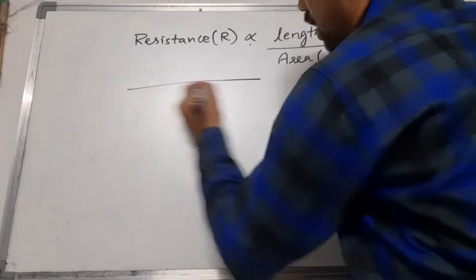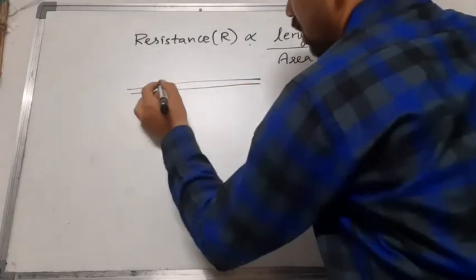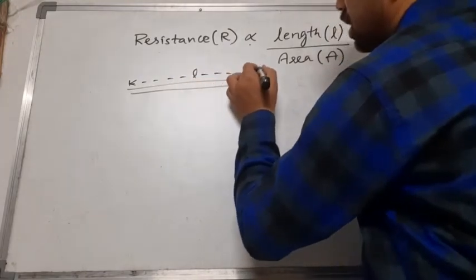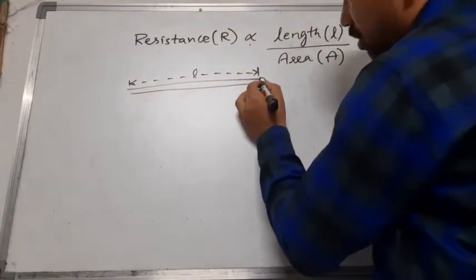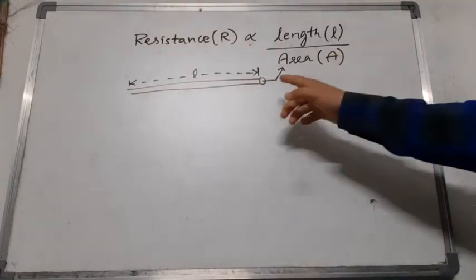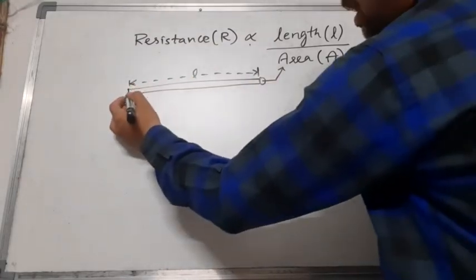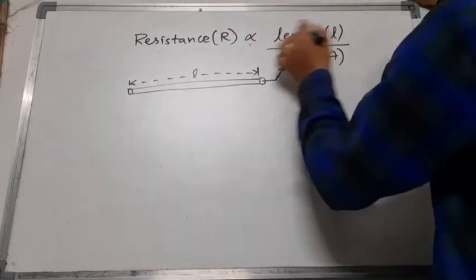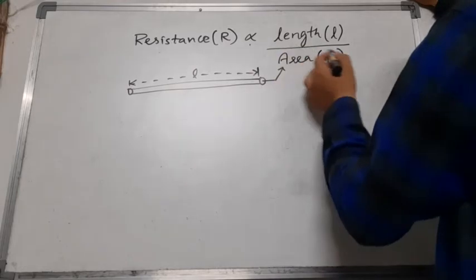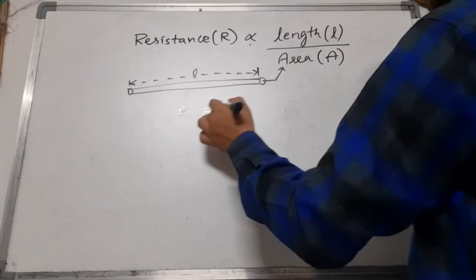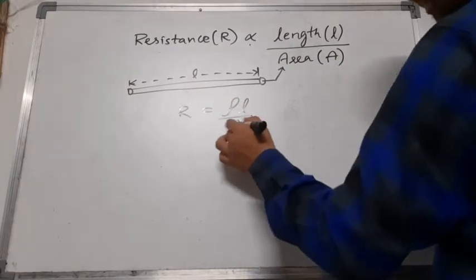Suppose this is a wire. This is called the length of the wire, and this is called the area of cross section. So resistance is directly proportional to length and inversely proportional to area of cross section. To remove this proportionality, we introduce a constant, and we get R is equal to rho L by A.